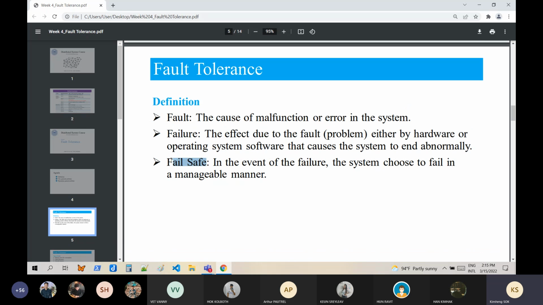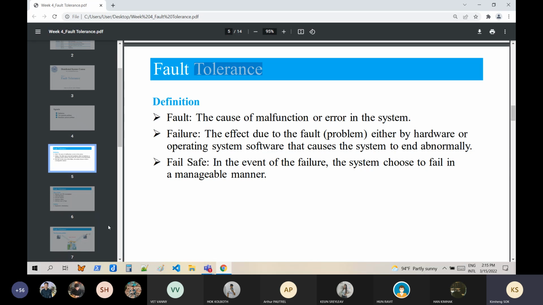And then fail safe is similar to fault tolerant. Okay, what does fault tolerant mean? It means that our system can deal with the fault. No matter how faulty our system is or how much failure our system has, it can tolerate. Tolerate means it is still running. So we need something that even if it fails, our system continues to run. That is called fault tolerant.